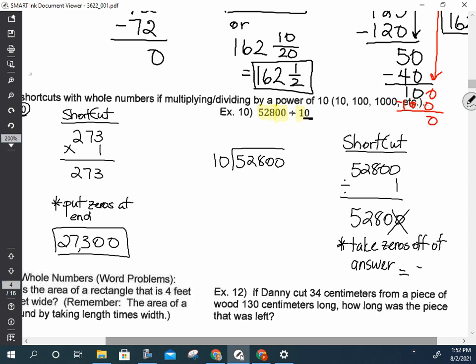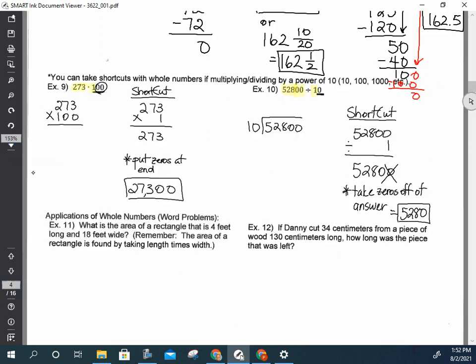So your answer is 5,280. So again, remember, it's a shortcut. You don't have to do the shortcut. Now, when you're not using a calculator, shortcuts come in handy. But just know that you are not required to do the shortcut.